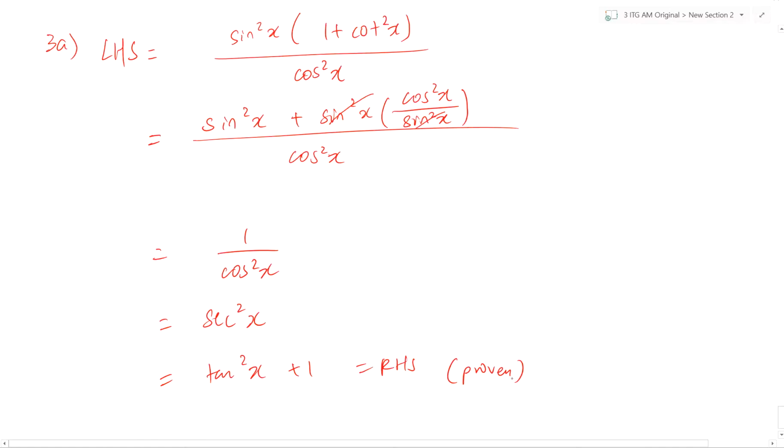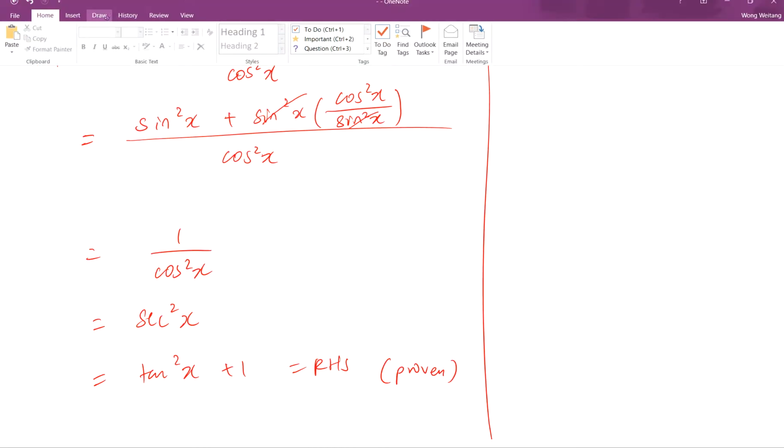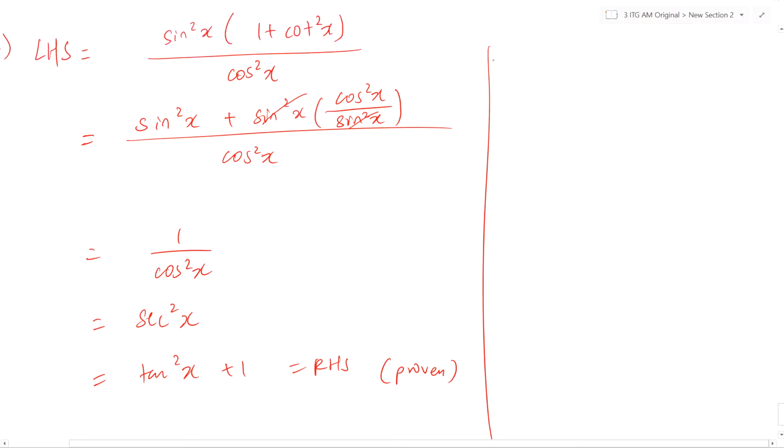Okay, what's your other method? 1 plus cotangent square x is how much? Okay, so alternative solution. Left hand side, you want this to be how much? Cosecant square x over cosine square x. Okay, next.